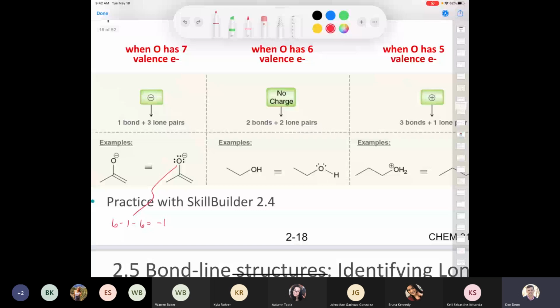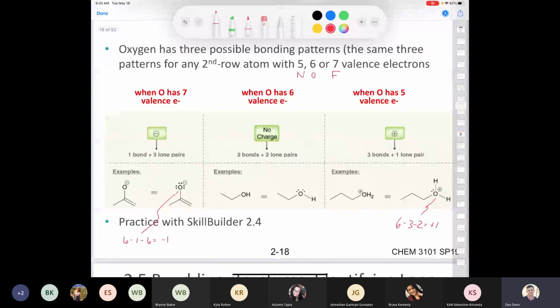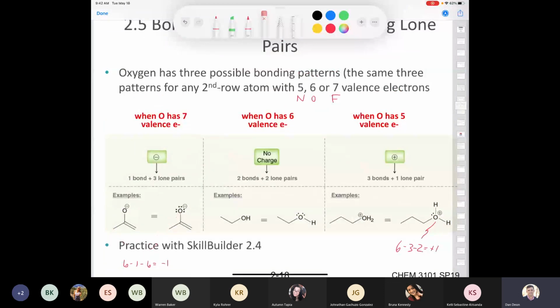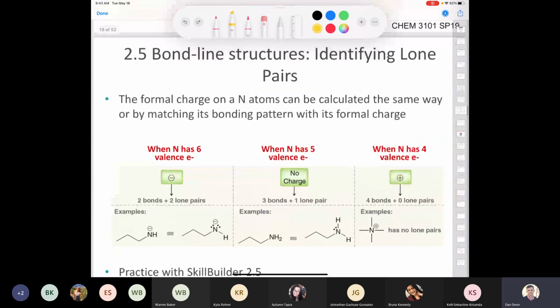Look, 6 minus 3 sticks, 2 dots, +1. There we go. So what you're going to find is that over time, you're going to recognize these bonding patterns immediately. And you'll be able to look at this very quickly and say, that oxygen is going to have a negative charge, right? This oxygen will be neutral, and this oxygen will have a positive charge. You'll see it come up so many times in organic chemistry that you will get very quick at identifying formal charges on atoms. What about a nitrogen?